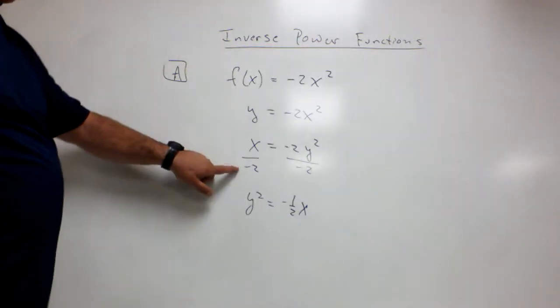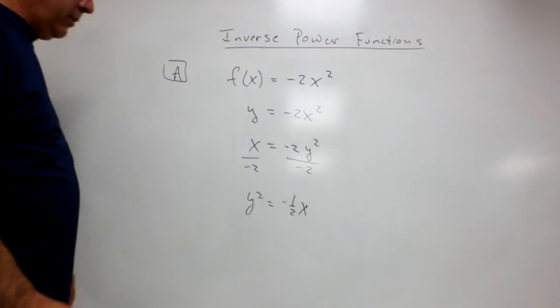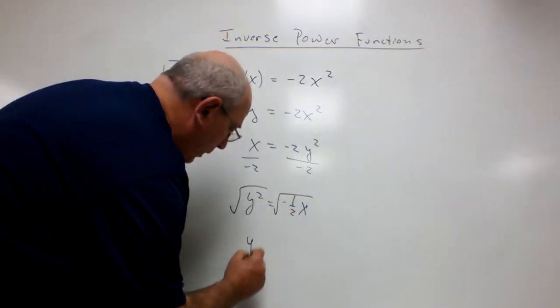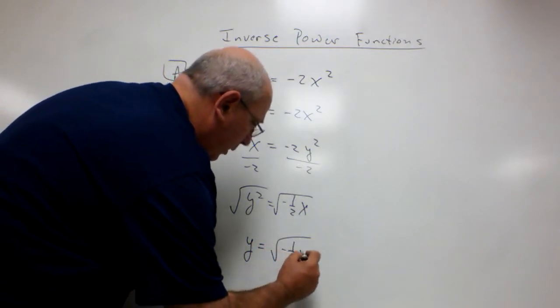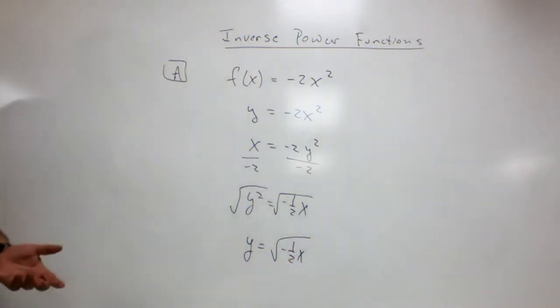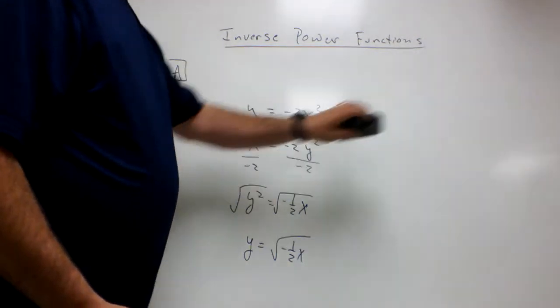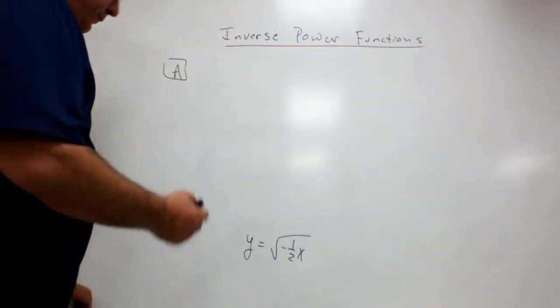So notice that even though I'm dividing by negative 2, I'm making it a fraction because of what's going to be coming next. So what we do then is we take the square root, and we get y equals the square root of negative 1/2 x. And that's our inverse function. Okay. So now what we want to do is graph this thing.